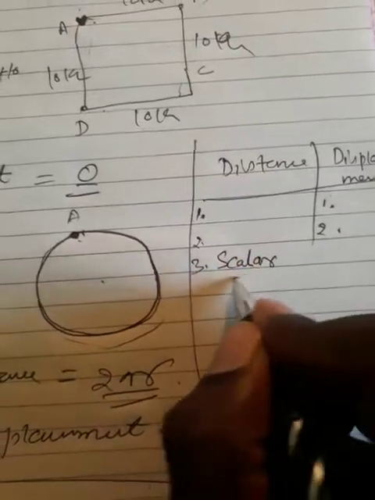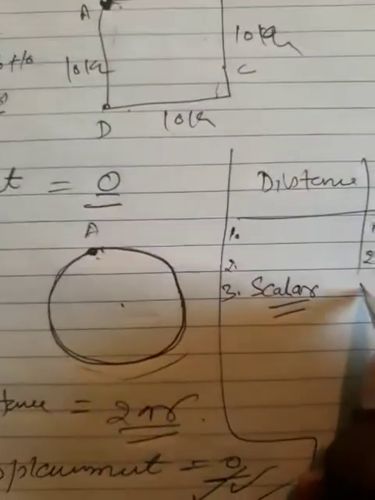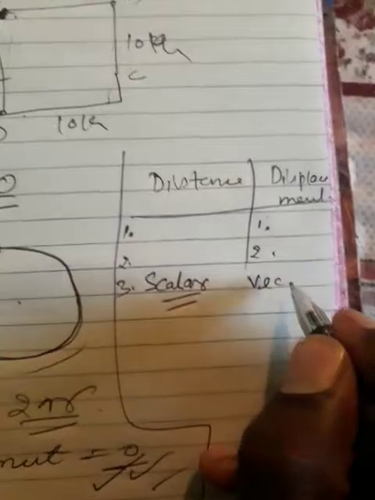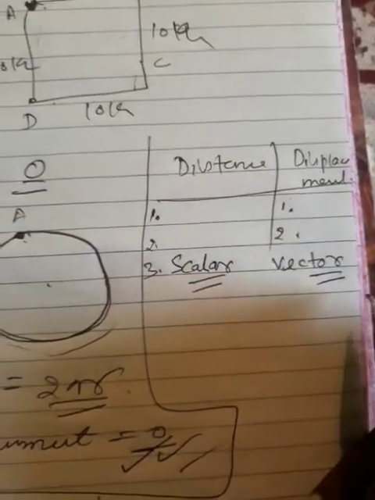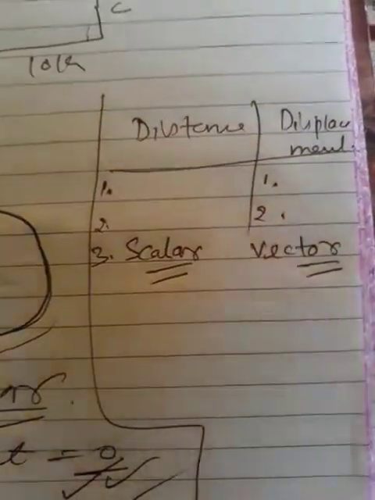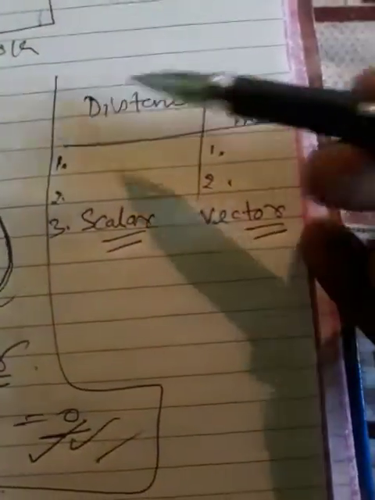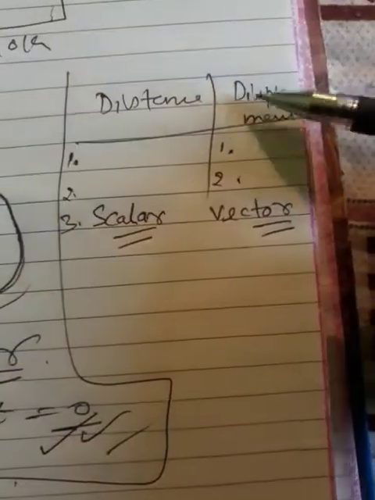Third point, distance is a scalar quantity, but displacement is a vector quantity. What is scalar and what is vector, I will tell in the next video, in the next topic. First of all, you should know that distance is a scalar quantity, but displacement is a vector quantity.